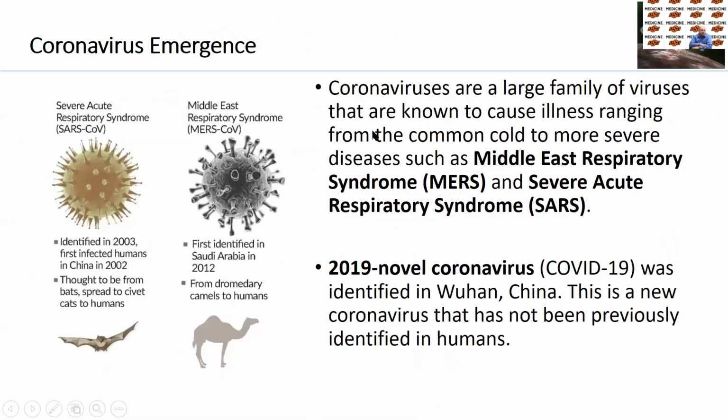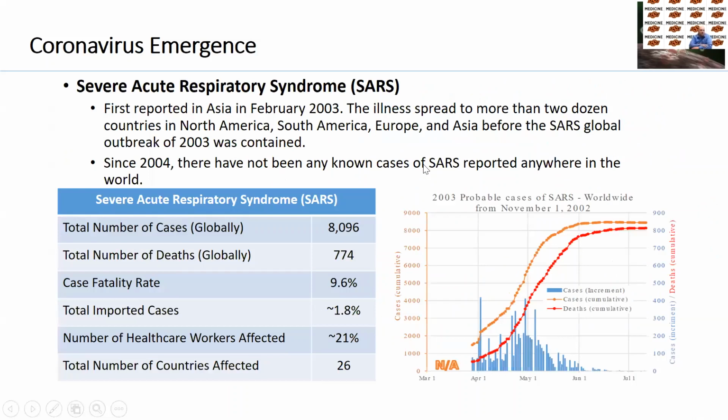So coronavirus emergence, as I said before, the common cold, 30% of those are coronaviruses. But these beta coronaviruses are somewhat unique. So in the past we had the SARS, the MERS, and now COVID-19. SARS, if you remember, was in 2003. This was a fast-spreading illness. Total number of cases globally at that time was about 8,000. Case fatality rate was about 9.6%. But it was a concern in 2003 when we saw it emerge.